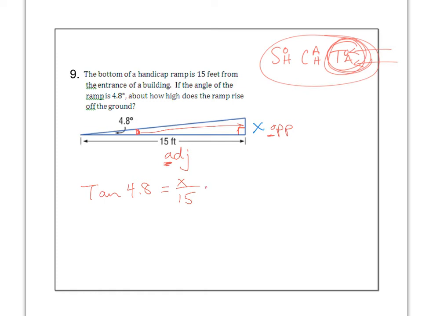Multiply both sides by 15. These cancel. Type this in your calculator. 15 tan 4.8. X is 1.26, and it would be feet, because I see feet up here at the top. So feet.